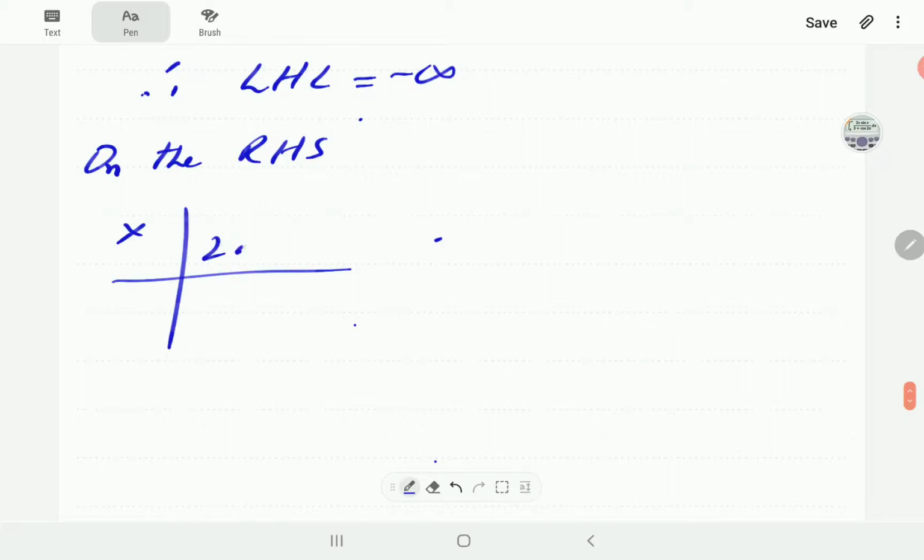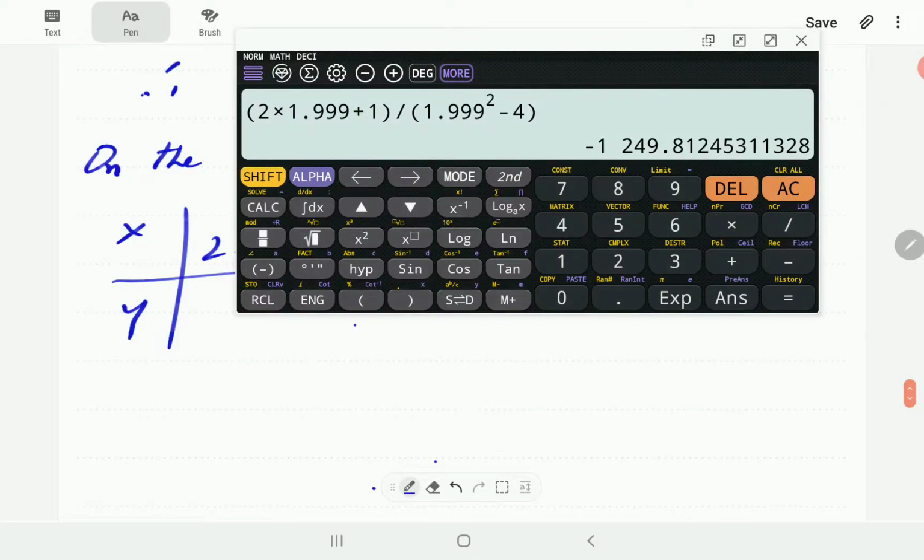So if we start with 2.1, go back to the calculator. This time we're just going to replace this with 2.1, replace that with 2.1, and the value is 12.7.